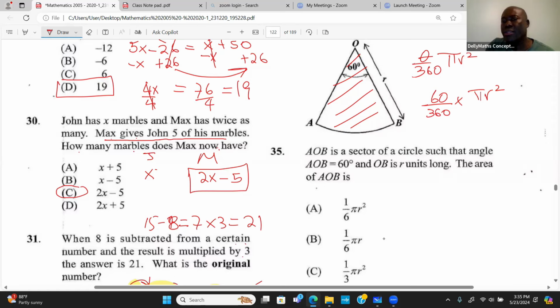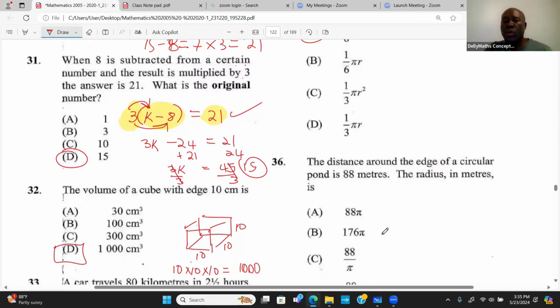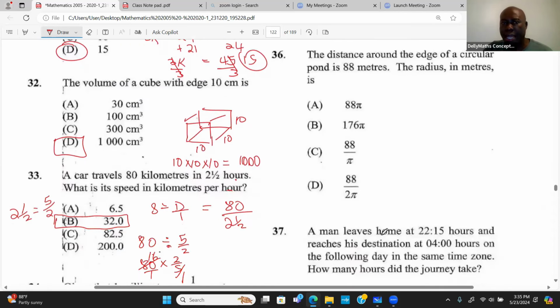Now, if we cancel, 60 into this, we cancel the zeros at the end, 6 into 6 is 1, and 6 into 36 is 6. What is my final response? That is 1/6 pi r square. I'm looking for that, and it's at A. So there again, you want to see what they're dealing with and make sure that you don't do unnecessary work because pi is a part of that answer.